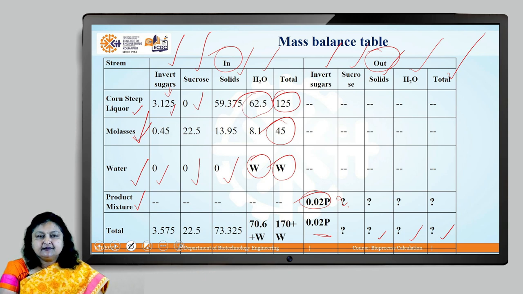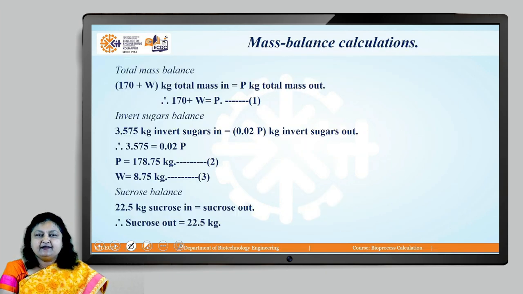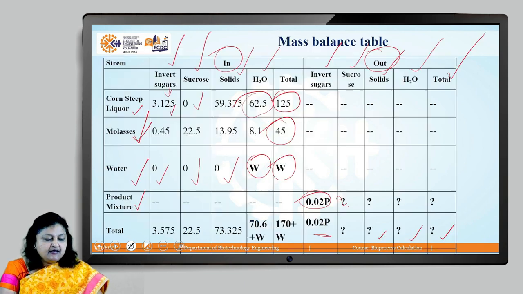Before answering the questions in the problem statement, first we need to calculate the unknown quantities from this mass balance statement. As per the procedure we have discussed, for that we need to write the total mass balance and component mass balance. So how to write that? From the mass balance table, the total mass input in the input table is 170 plus W.